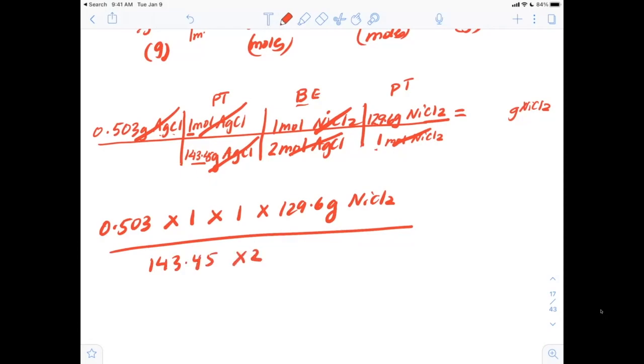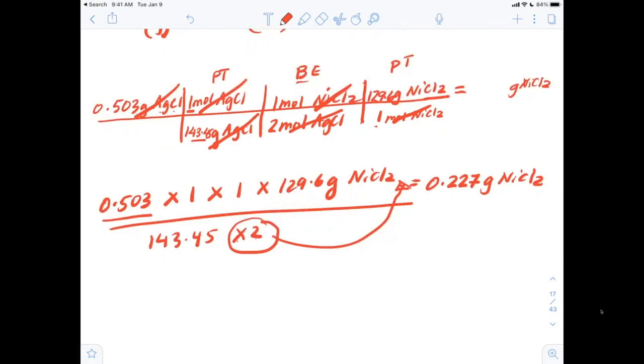When you're plugging this in your computer or calculator, at least if you have one like mine, I've seen someone whose calculator was very expensive. They could plug it in just like this and it will work out. For me, I have to write 0.503 times 1 times 1 times 129.6 divided by 143.45 divided by 2. If I say divided by this and then multiply by 2, my calculator brings this back up here and then doubles the number that's present at that time, and I get the answer wrong. So this way I get 0.227 grams of nickel 2 chloride.